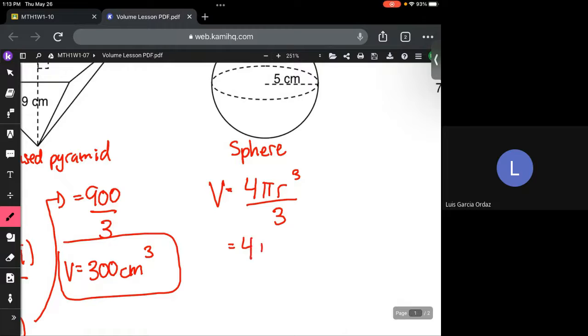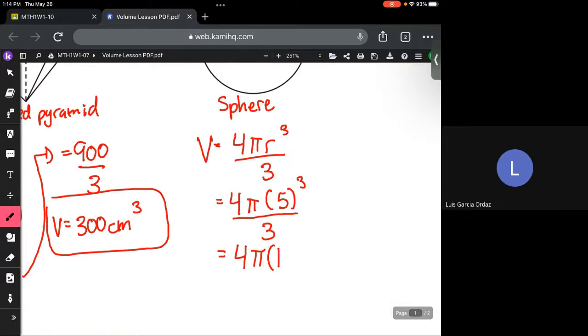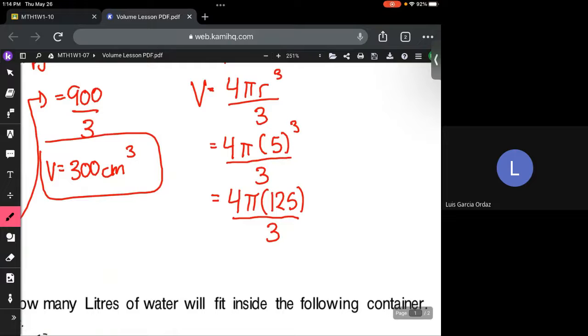So 4 times pi times 5 to the power of 3, divided by 3. Sean, can you tell me what 5 to the power of 3 is? 5 to the power of 3 is 15. No. To the power of 3 is 5 times 5 times 5. 125. There we go. So now what you're going to do is input this on your calculator. Ideally start with your numerator and divide that answer by 3. So Siri, do it. What's 4 times 5 times 125 divided by 3?